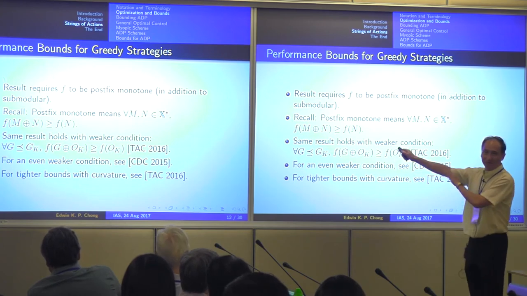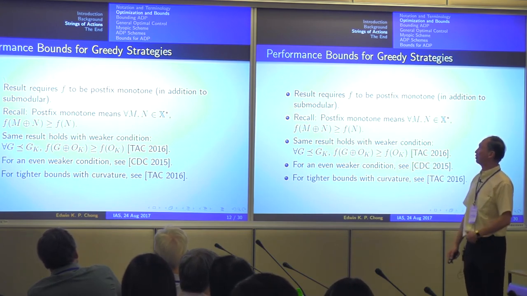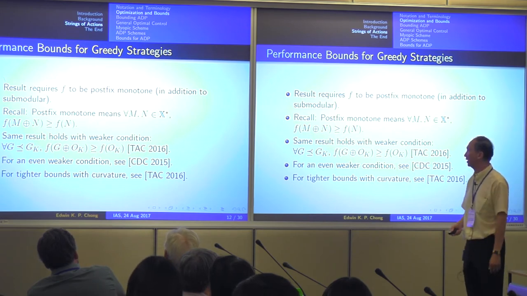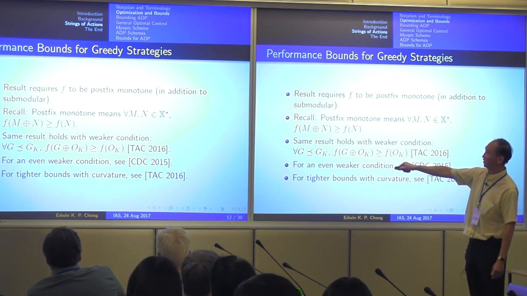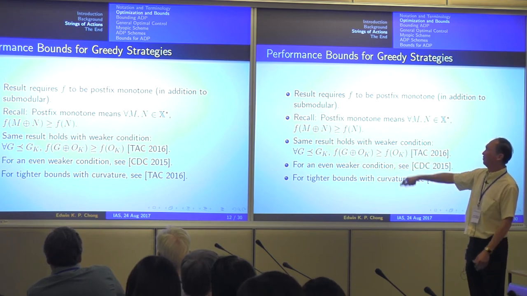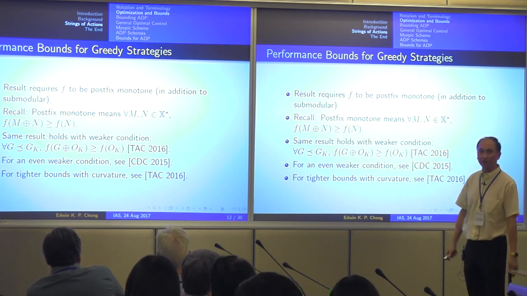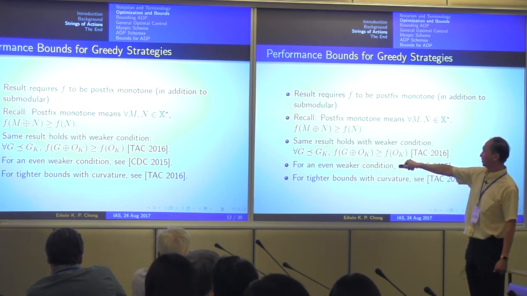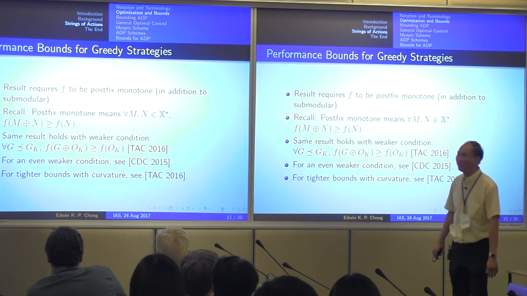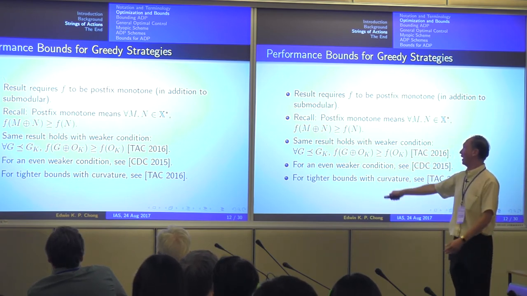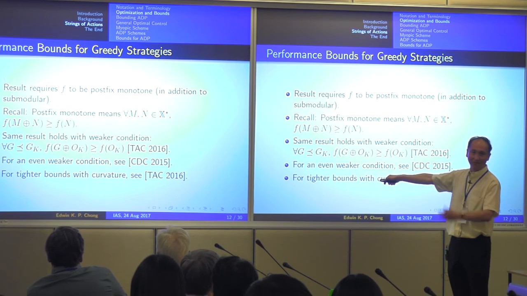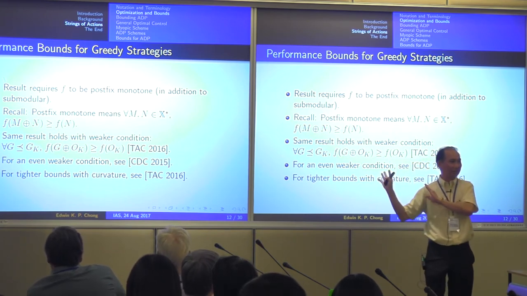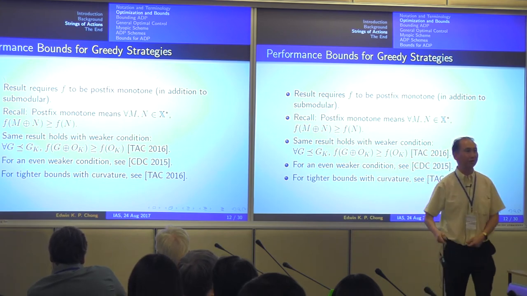All right. Well, what can we do with this? A few more little notes about this. The result requires f to be postfix monotone in addition to being string submodular. And remember, postfix monotone just means this. But you can, in fact, weaken that condition. You don't need postfix monotonicity. You can do this kind of thing, which is actually harder to check than just plain old postfix monotone. And for an even weaker condition, you can look at this. But basically, the basic result is what I just showed you, OK? There are little embellishments you can do to it.